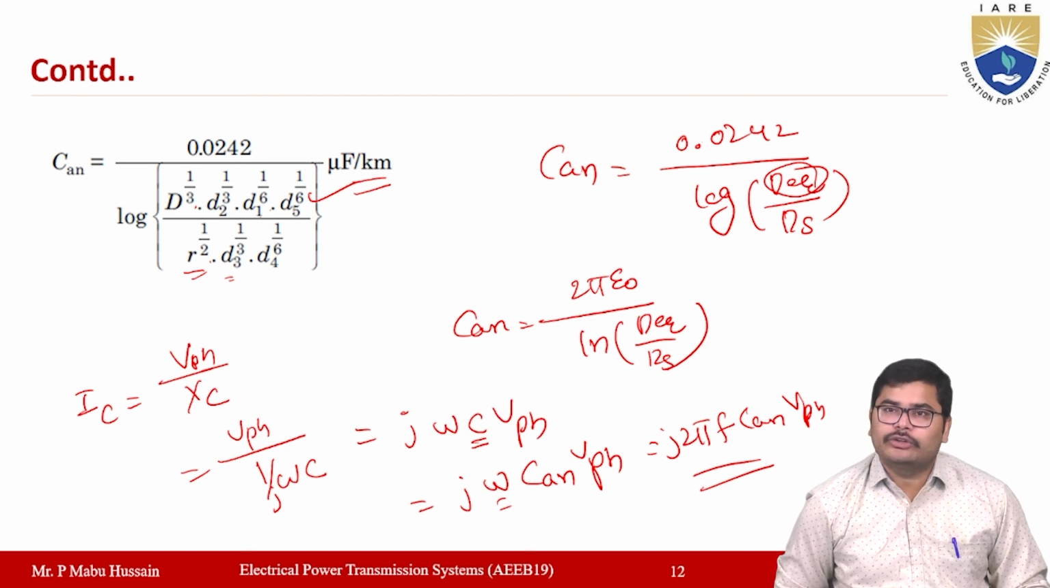Okay. So this is how you can determine the value of capacitance in case of your bundle conductor configuration as well as double circuit transmission line system.